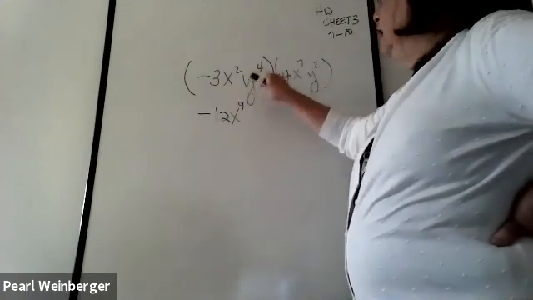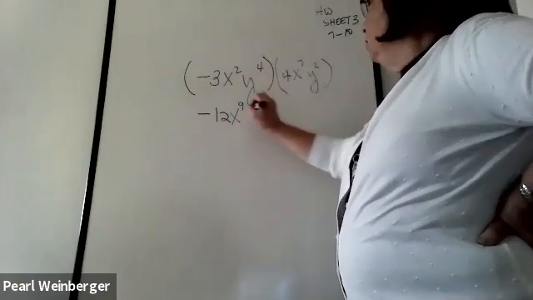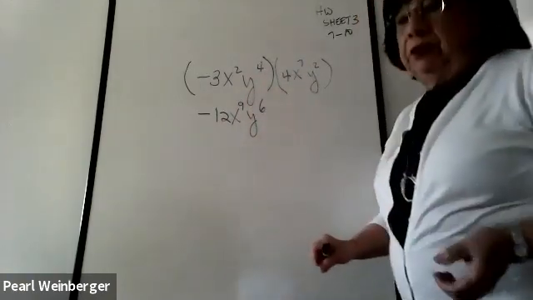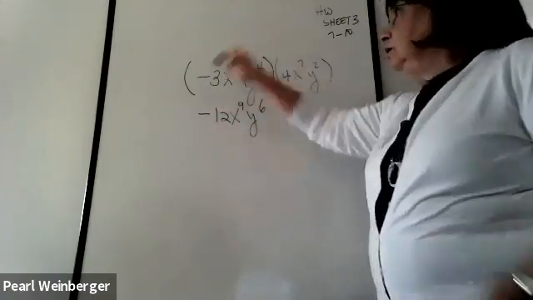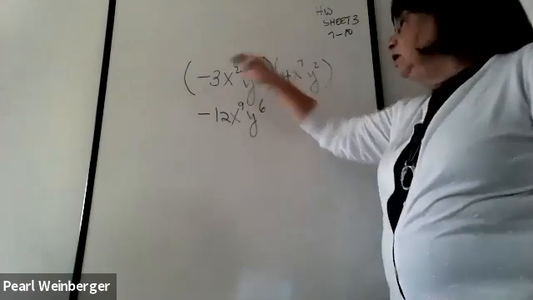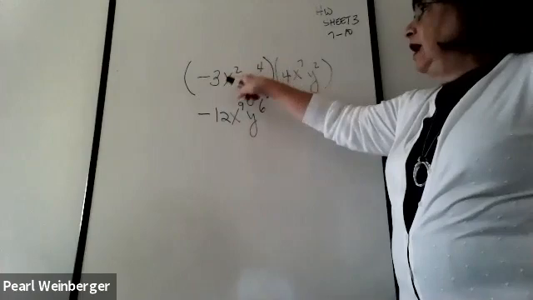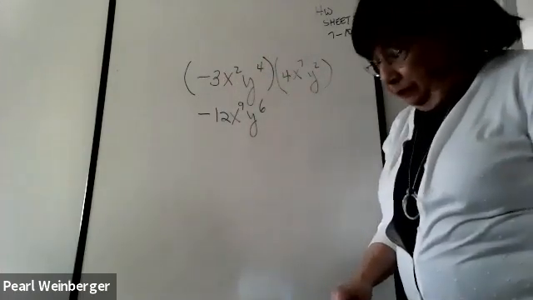Then I go to the y's. I have a y fourth times a y squared. I add the 4 and the 2, and it gives me y to the 6. So when we're multiplying monomials, we multiply the coefficients, the numbers in front, and then we add the exponents.